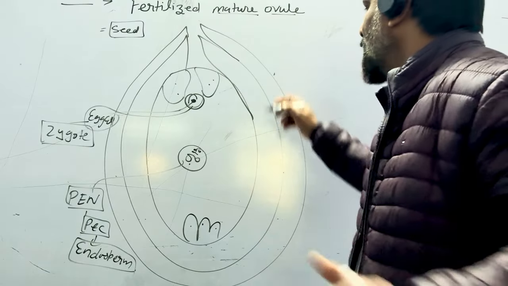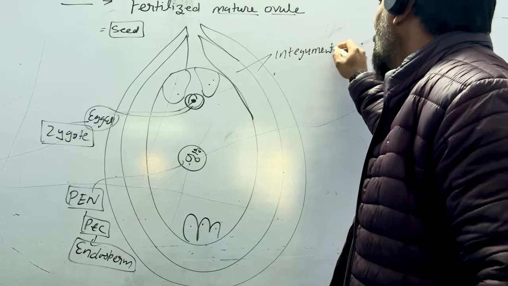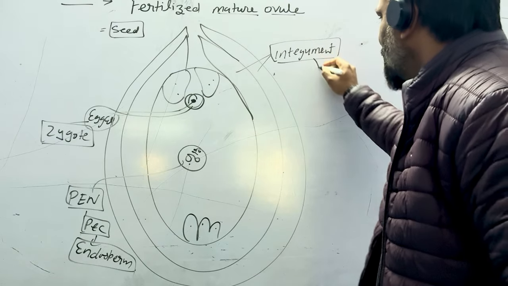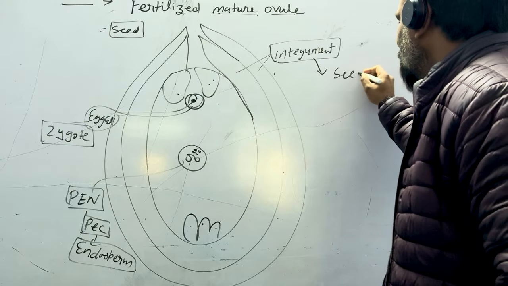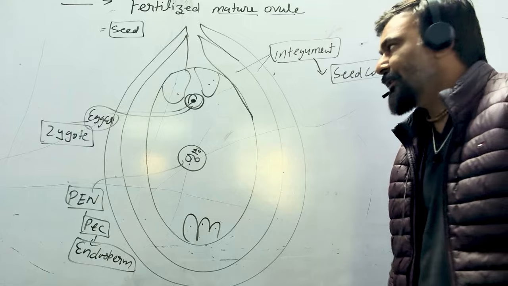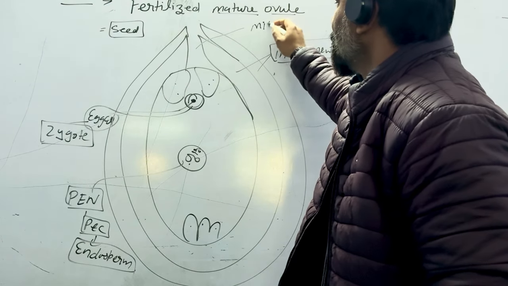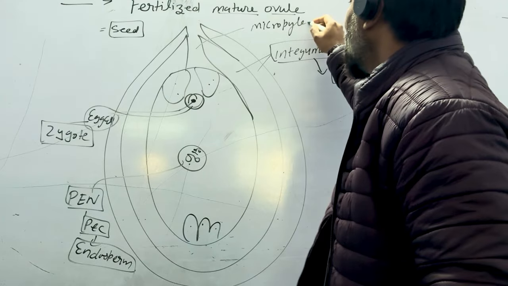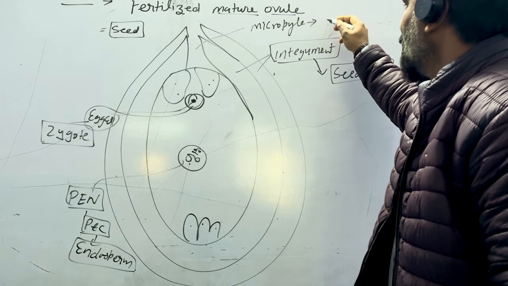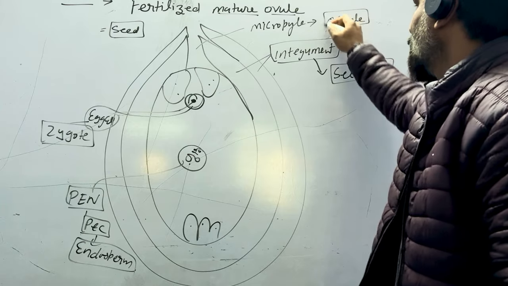Later on, what happens? These two are the integuments of the ovule, and after fertilization, these integuments are converted into the seed coat. So they are known as the seed coat. This is the micropyle, and now it is known as the opening of the seed, or ostiole.